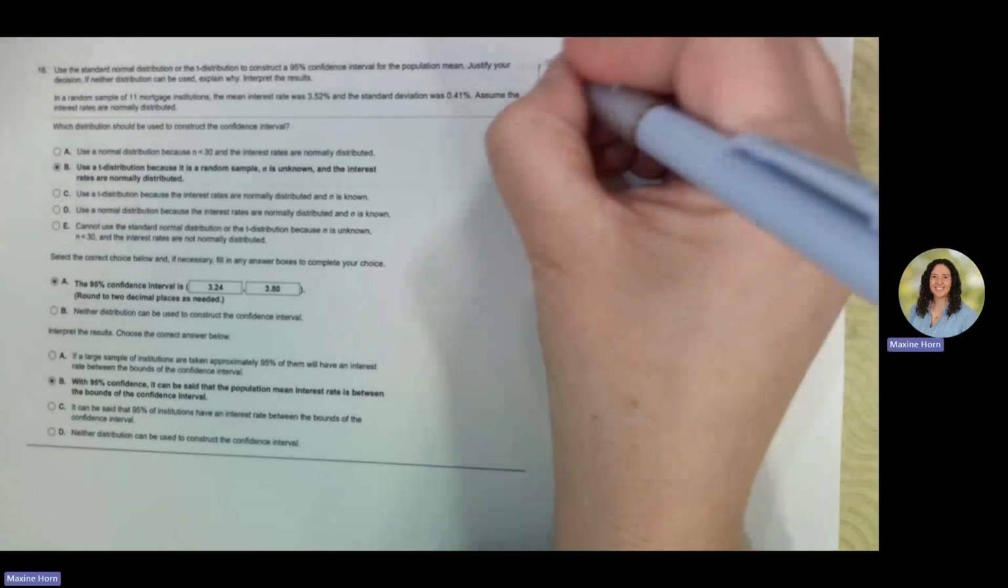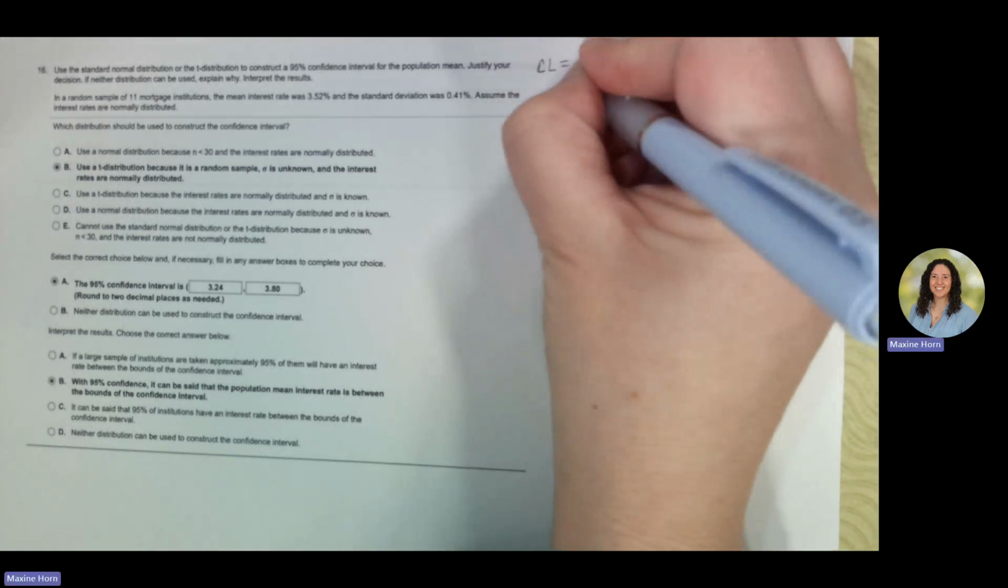Okay. All right, 16. Use the standard normal distribution or the t-distribution. So they're saying, hey, you got to figure out which one it is this time to construct a 95% confidence interval. That's our confidence level, 95, for the population mean. Justify your decision. If neither can be used, explain why and interpret the results.